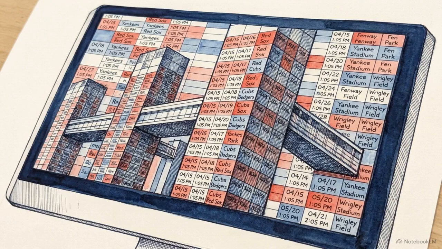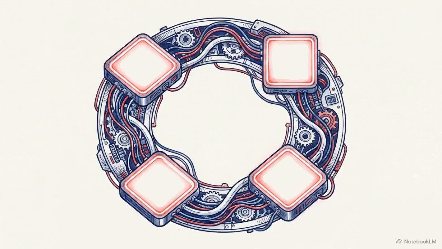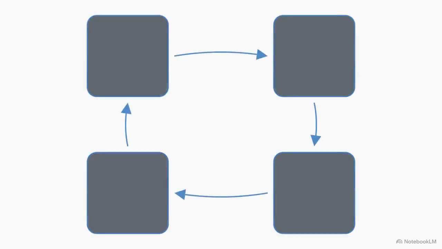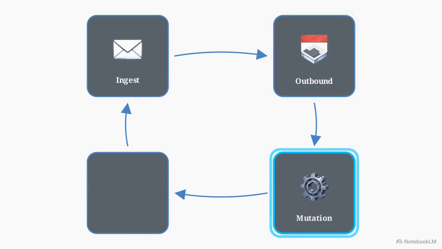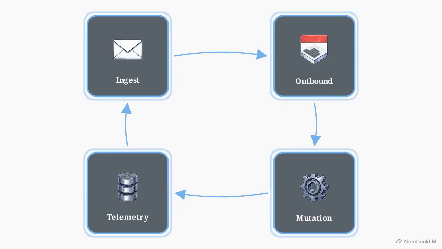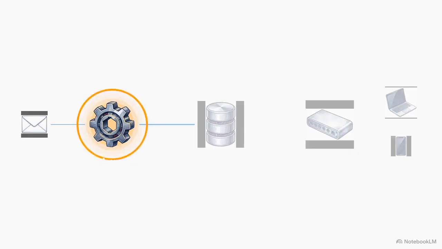To understand exactly how this works, we are going to reverse engineer the pipeline using a massive data payload, a full 2,400-game Major League Baseball schedule. Mapping this pipeline requires tracking our dynamic event payload across 4 distinct phases. First, the initial data ingest. Second, the outbound distribution. Third, real-time state mutation. And finally, bidirectional telemetry. We begin with the inbound processor pipeline, which handles the initial data extraction and load.